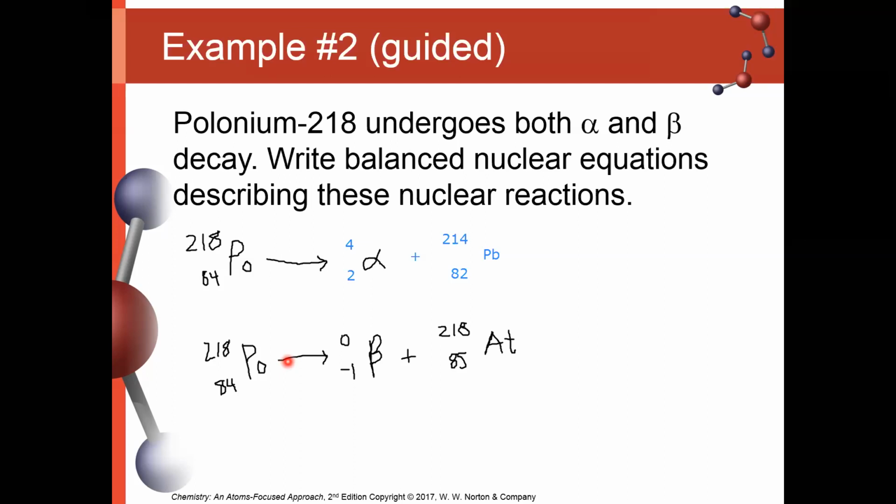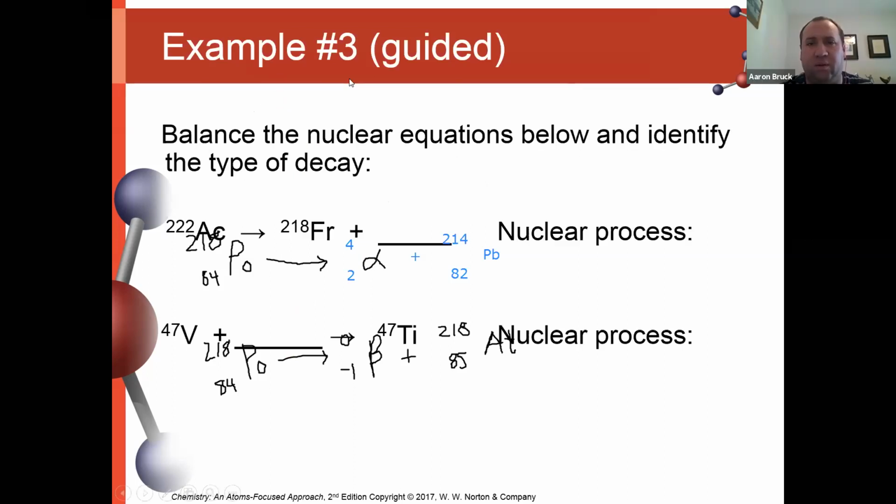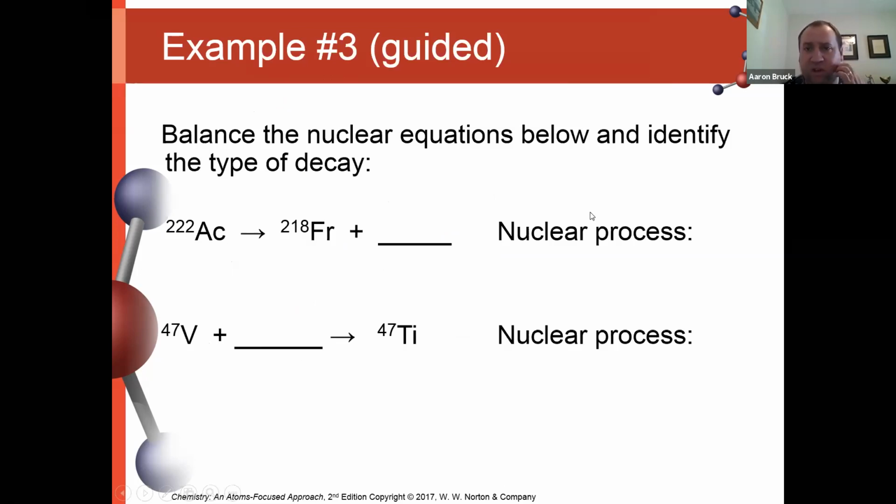No. Okay, so I'm going to ask you to walk me through this one then. So I've got two different nuclear processes here. Can we solve for the missing particle, and can we tell what the nuclear process is?